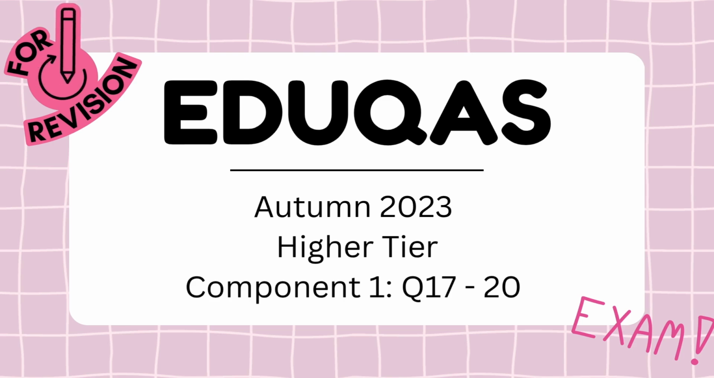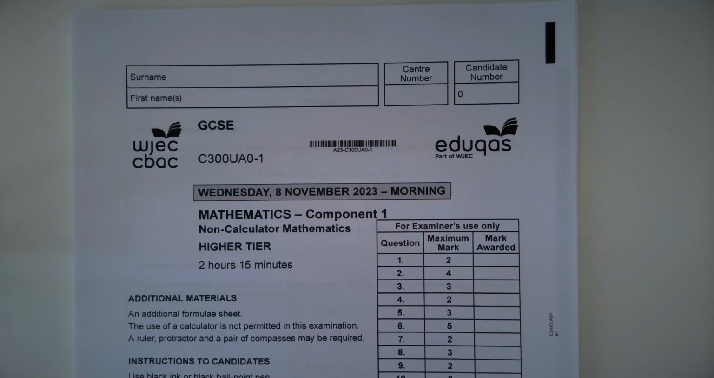Hi there. This video is an exam paper walkthrough of the Eduqas GCSE Mathematics Higher Tier Component 1 paper from autumn 2023. This paper is worth 120 marks in total, and this is the fourth video of 6. It will focus on questions 17 to 20, which account for 22 of these marks.